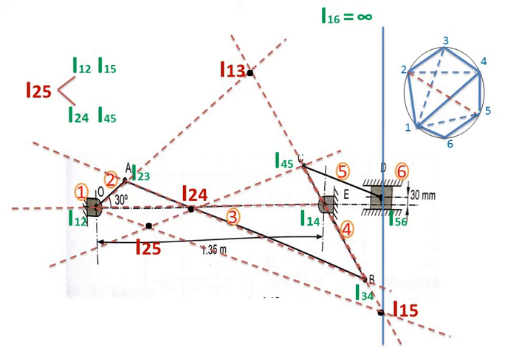Now if in the question it is mentioned to locate all ICRs, in that case you need to locate the remaining ICRs. But if it is not mentioned to locate all ICRs by Kennedy's theorem, then you can find out only those ICRs which are required to find the unknown things. So only those ICRs are enough. So this is the procedure to locate the ICR by Kennedy's theorem.